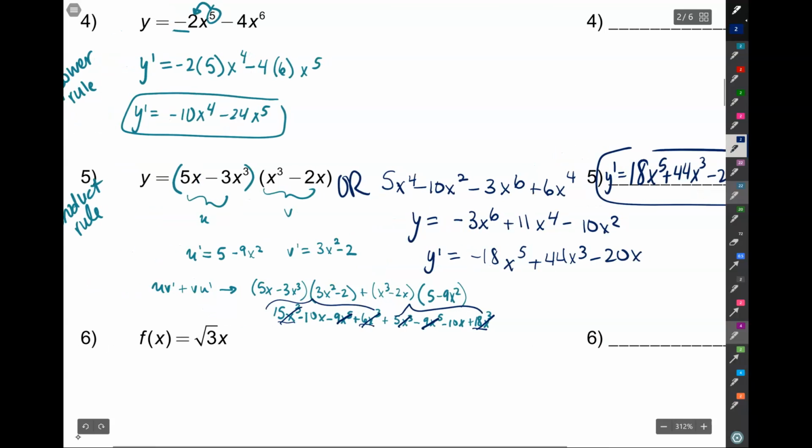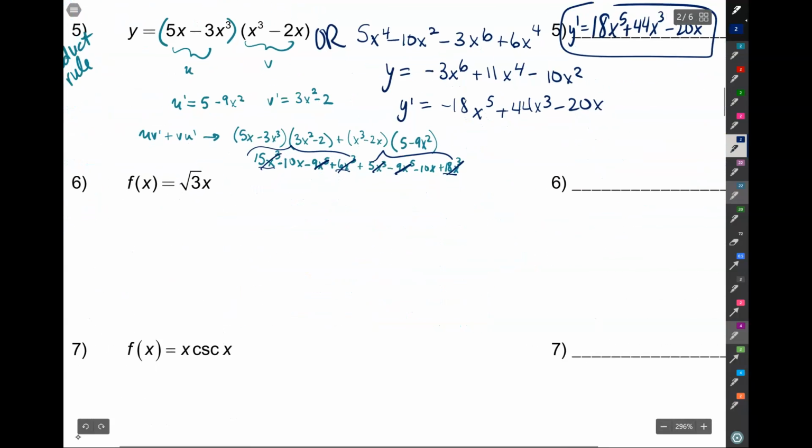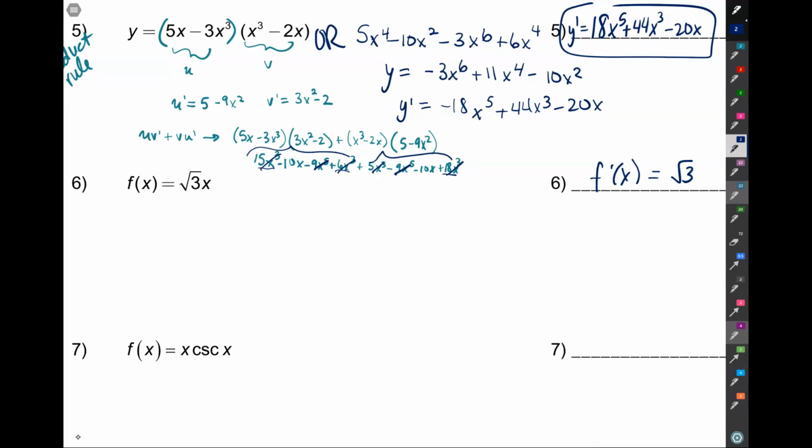Noah, what's number 6? So I literally have root 3, which is a number. It's a constant number multiplied by x. Right. Exactly. It's just going to be root 3. So a constant stays a constant. No, the derivative of a constant is 0, but the derivative of like 5x, if y equals 5x, the derivative would be 5. But if it was 5x squared, then it would be 10x.